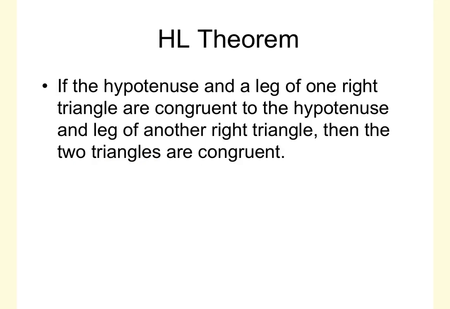So the HL theorem, or the hypotenuse leg theorem, because that's what that stands for, says if the hypotenuse and the leg of one right triangle are congruent to the hypotenuse and the leg of another right triangle, then the two triangles are congruent. So basically it's saying that if they're the same, then they're congruent. If what's the same?